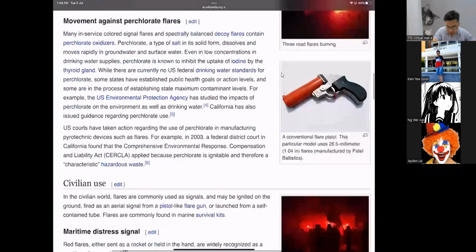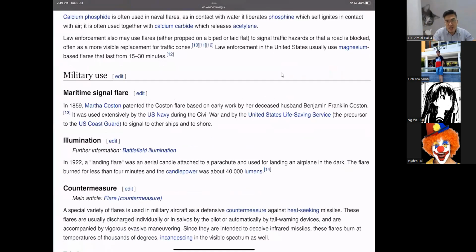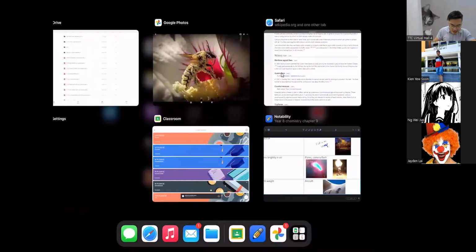So you see a red color stuff, and it's very, very clear. You will see it from very far away. So that's the flare. Okay, can you understand? So this is your flare.